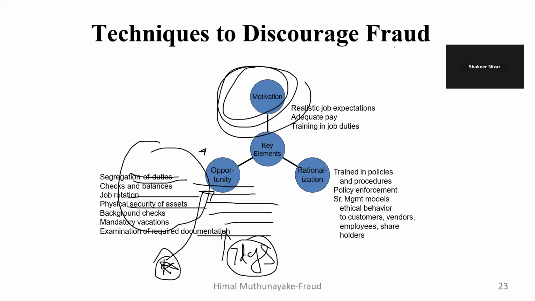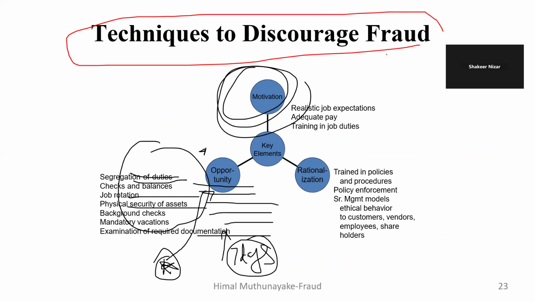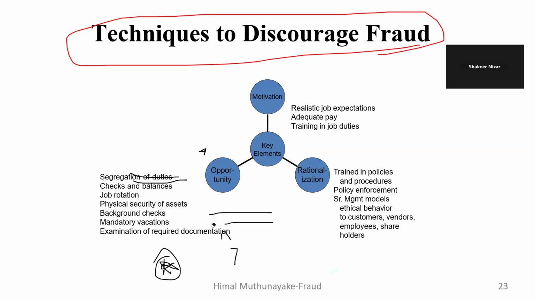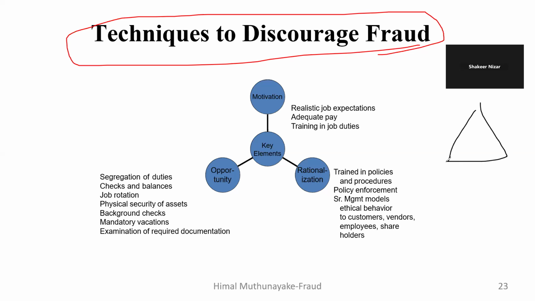Techniques to discourage fraud. What are the techniques to discourage fraud? Here you can see the key elements. As per the fraud diagram, you know that there are three factors. There is opportunity, right? Segregation of duties is used in order to discourage fraud.